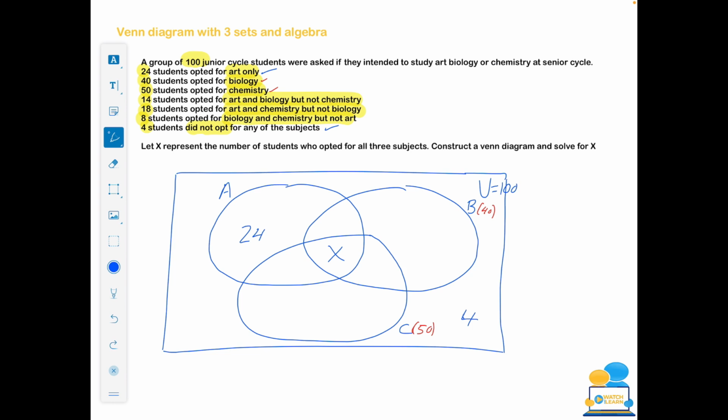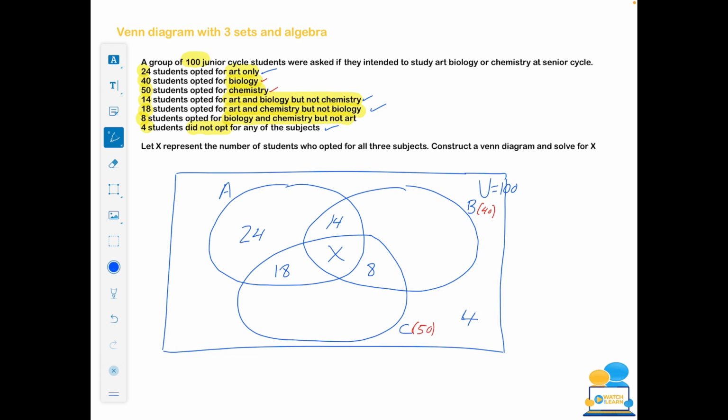14 students opted for art and biology, but not chemistry. So art and biology is this section here. They didn't opt for chemistry, so we can fill that number straight in. It's 14. So I have this piece of information used. 18 students opted for art and chemistry, but not biology. So the 18 is going to go in here. And then 8 students opted for biology and chemistry, but not art. Biology and chemistry, but not art. And there's 8 of them. They're going to go in there.